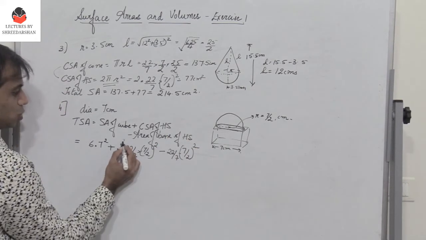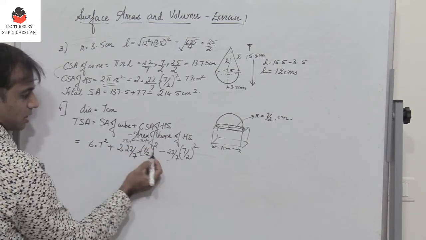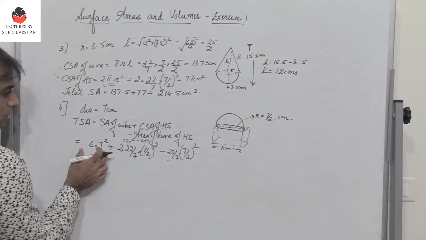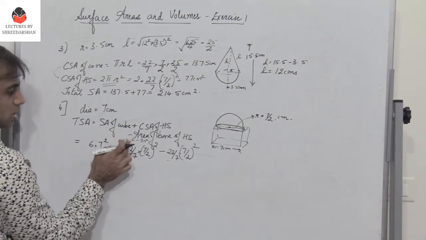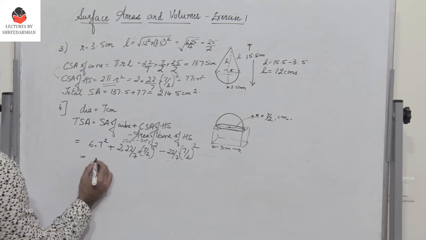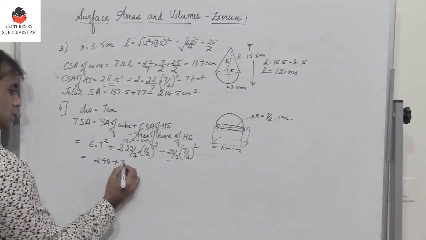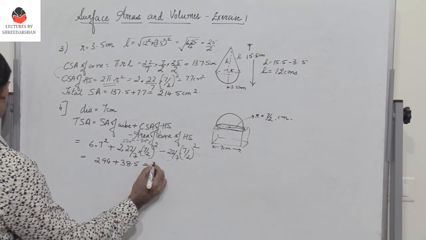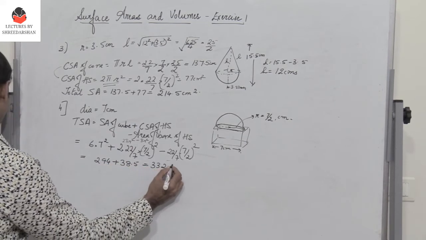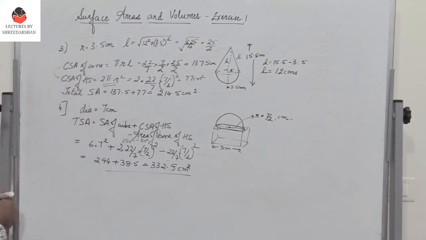So this is actually 2 pi r square minus pi r square. This is pi r square, which gives me the surface area of the cube plus pi r square itself. So if I calculate the value, we get the total value as 294 plus 38.5, which gives me a value of 332.5 centimeter square. So very simple problem.